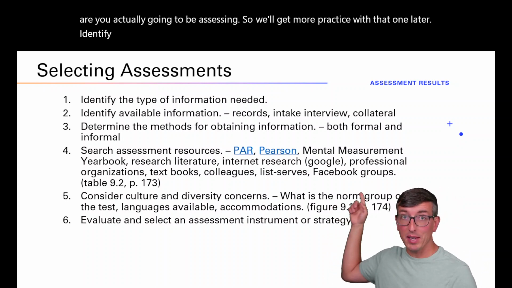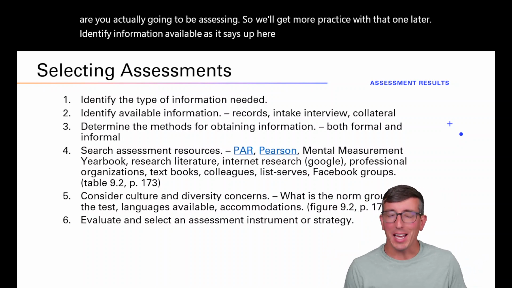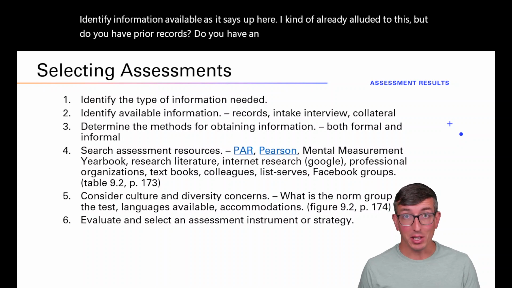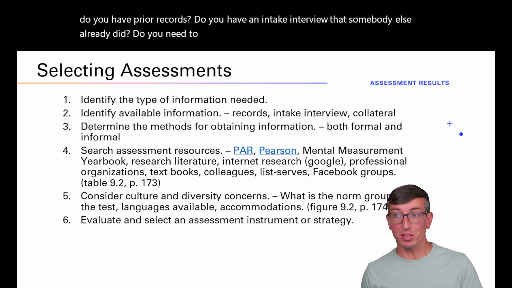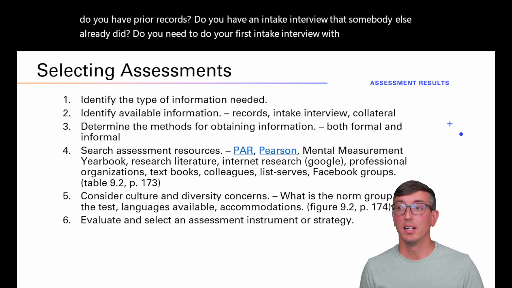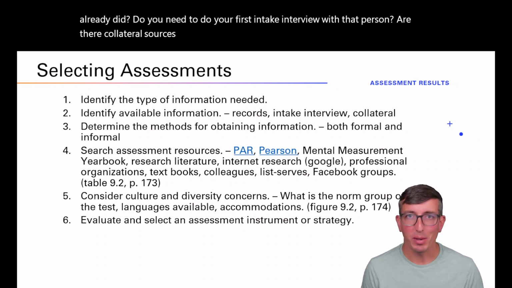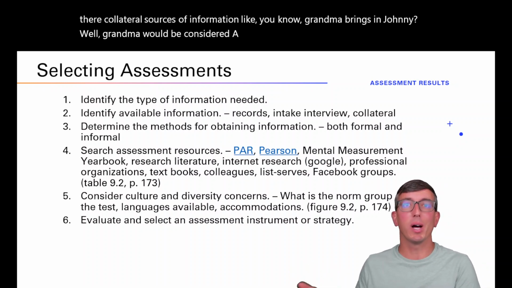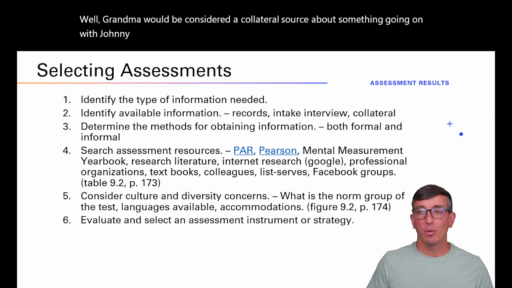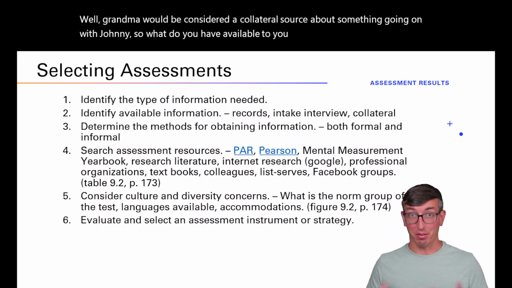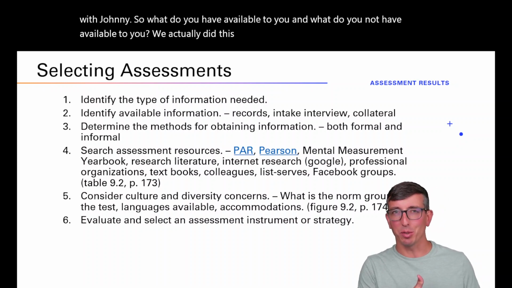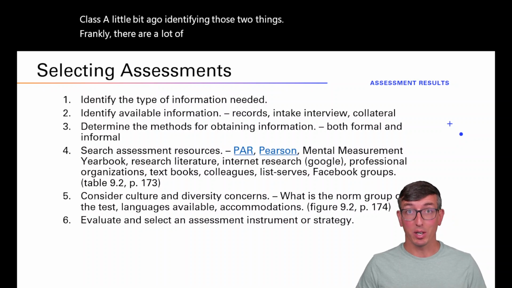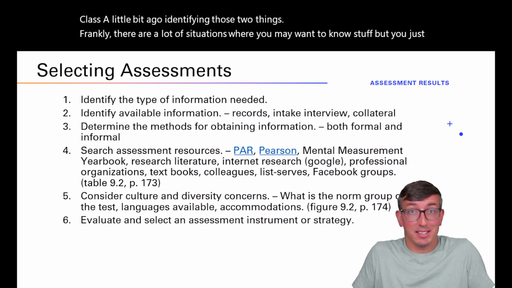Identify information available, as it says up here. I kind of already alluded to this, but do you have prior records? Do you have an intake interview that somebody else already did? Do you need to do your first intake interview with that person? Are there collateral sources of information, like grandma brings in Johnny? Well, grandma would be considered a collateral source about something going on with Johnny. So what do you have available to you and what do you not have available to you? We actually did this assignment in class a little bit ago, identifying those two things. Frankly, there are a lot of situations where you may want to know stuff, but you just don't have access to that information.